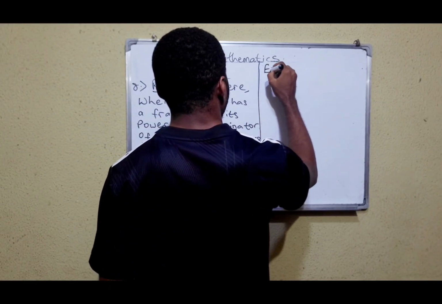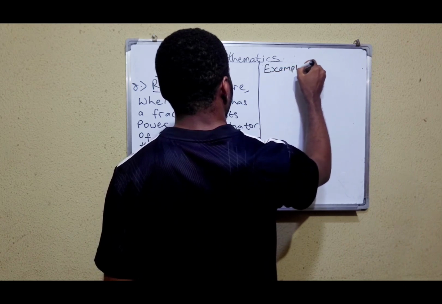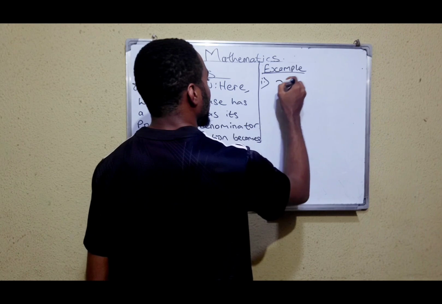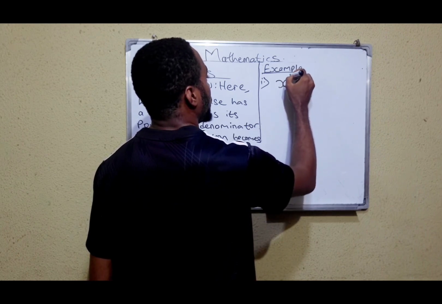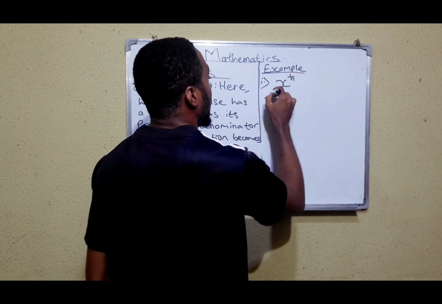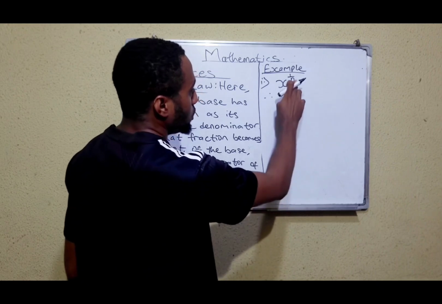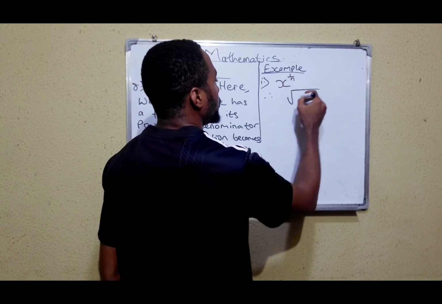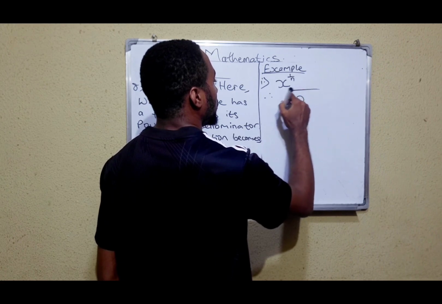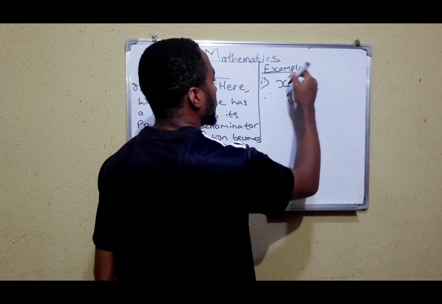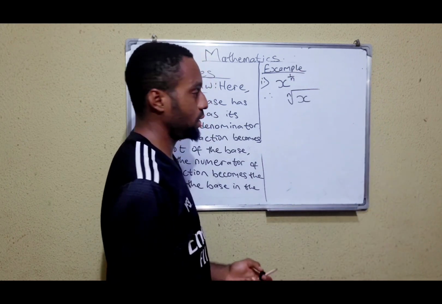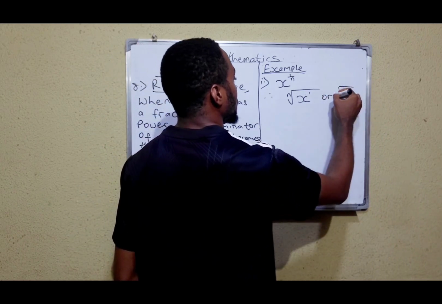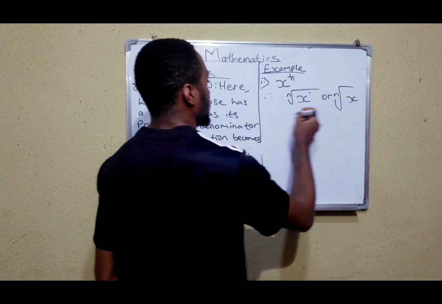Let's look at this example. Example 1, let's assume x raised to the power of 1 over n. How can we simplify this? The denominator of this fraction becomes the root. Therefore, root n of base x raised to power 1, which is still the same x. So I can either write 1 here, or I can write it as root n of x.